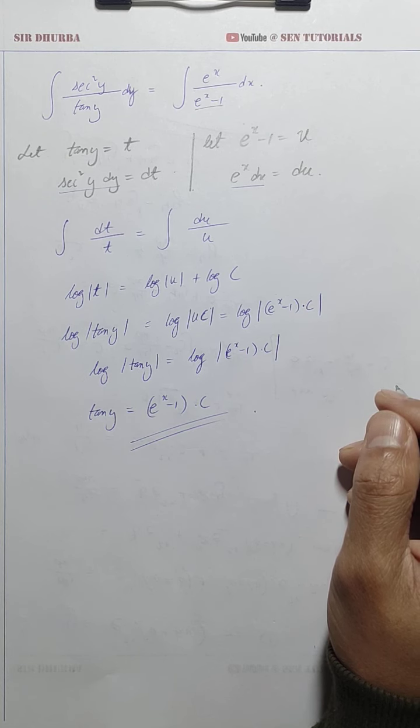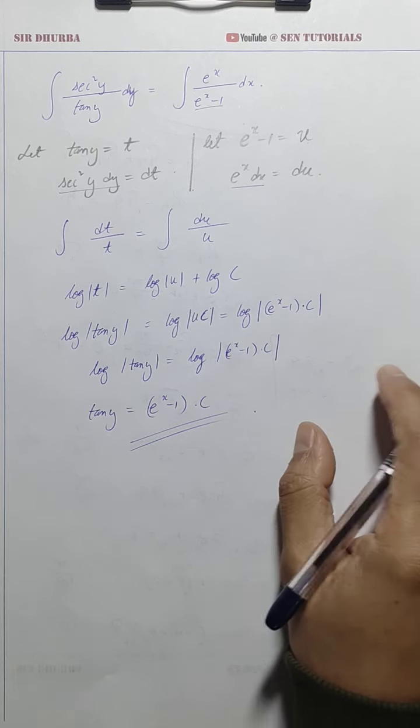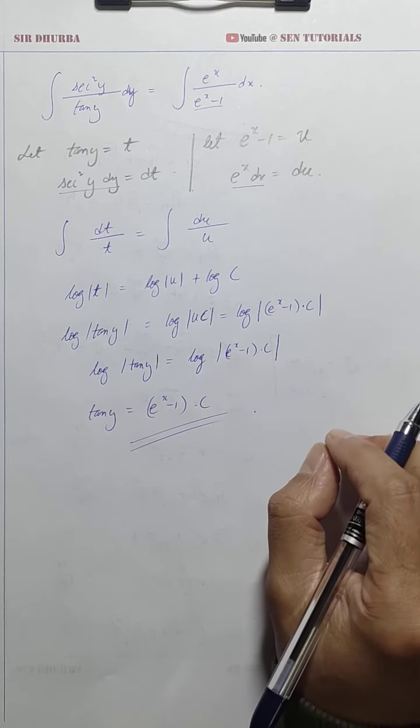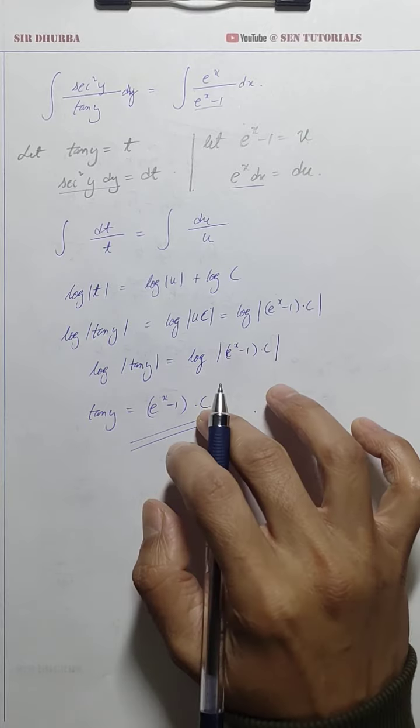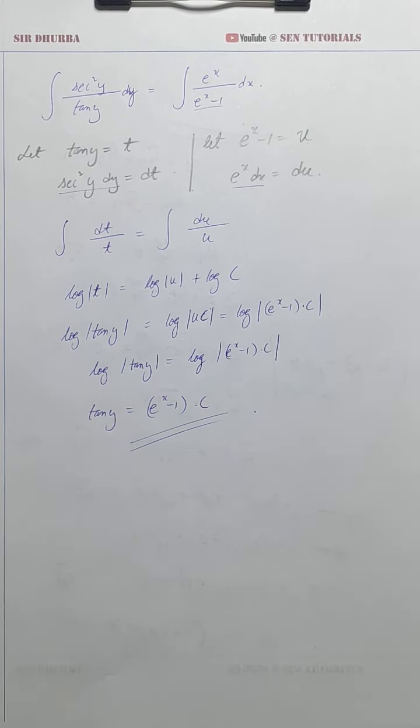So that's it up to question number 10. From 11 onwards, we have a slightly different equation, particular solution. This was general solution, now particular solution. Nothing much, just that we'll be able to get the value of c, so that we can have a particular solution, not a general solution.